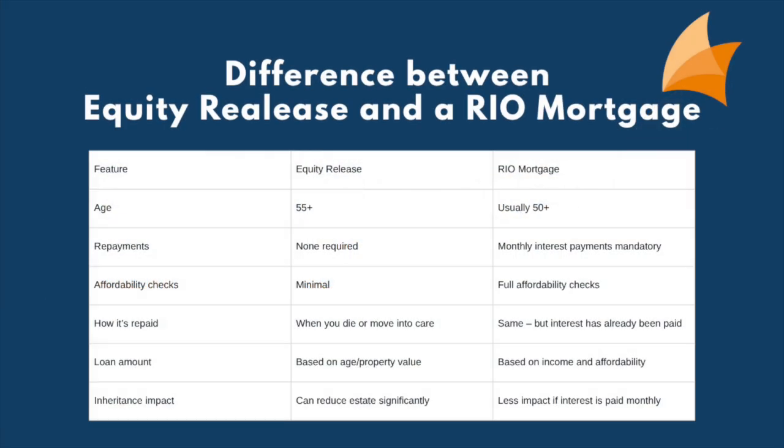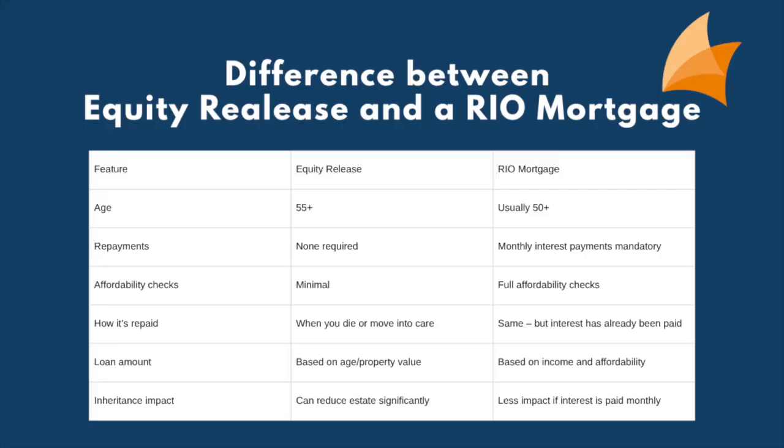And here are the main differences side by side. Firstly, minimum age. For an equity release plan, you usually need to be aged over 55. For a RIO mortgage, there's usually no set age, but they tend to be available for borrowers aged over 50. Repayments. For an equity release mortgage, no repayments are necessary, although often clients do make voluntary payments. For a RIO mortgage, monthly interest payments are mandatory, and you can also opt for capital repayment options as well.